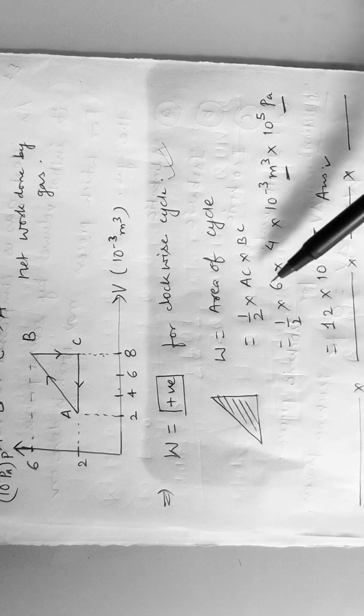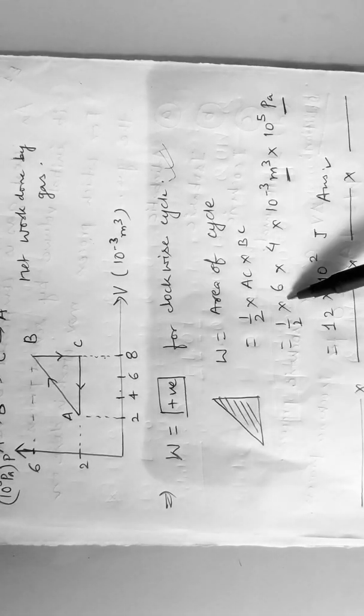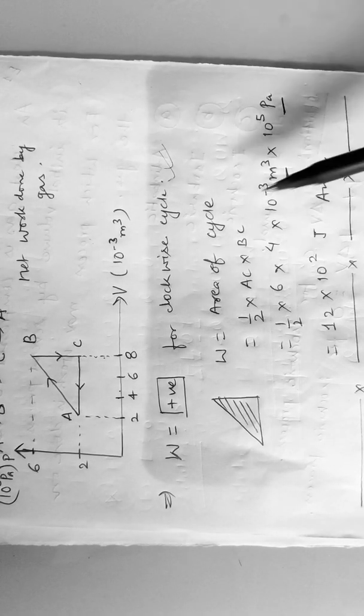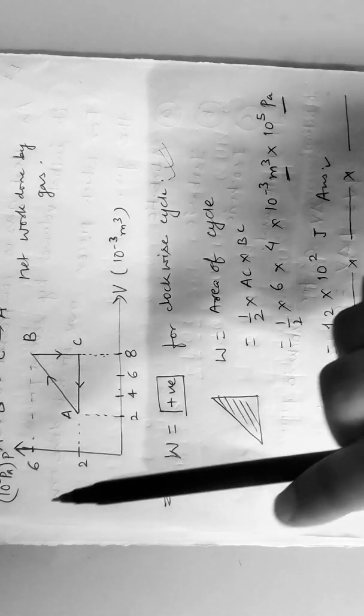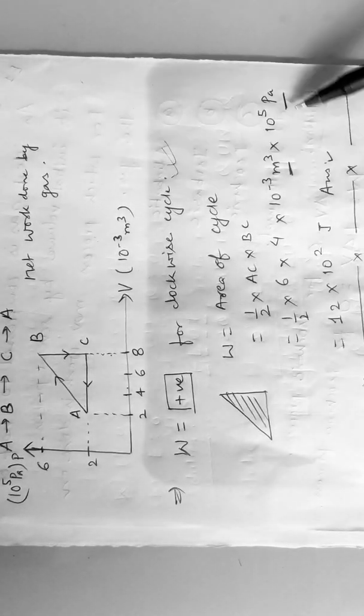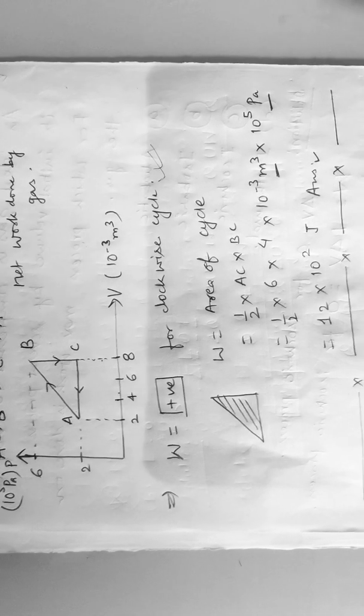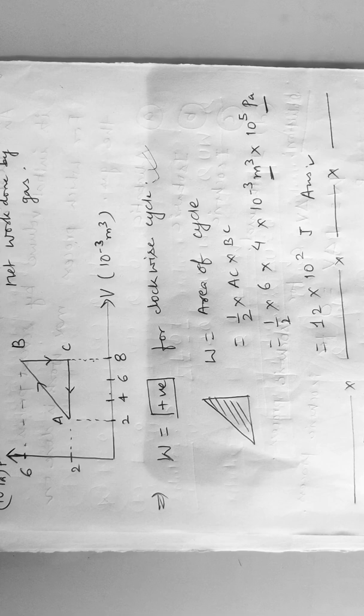Now it is half into AC. AC is actually 8 minus 2, so the difference is 6. Now BC is 6 minus 2, which is 4. We will also consider this 10 raised to the power minus 3 and this 10 raised to the power 5, as you can find here, and multiply them. So we got 12 into 10 raised to the power 2 joules. Moreover, the work done will be positive. Why? Because work done is positive for a clockwise cycle.